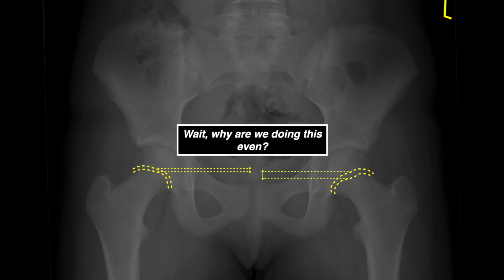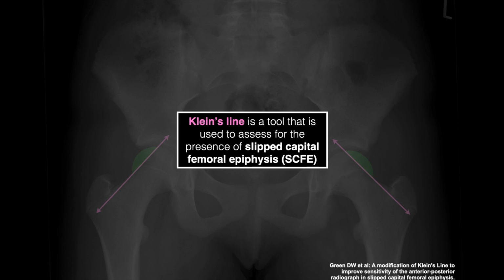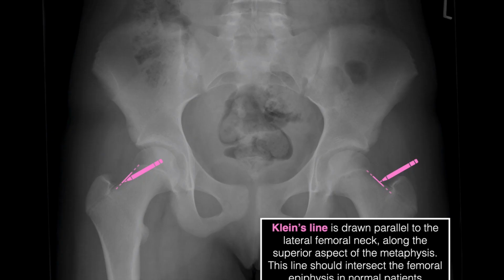But wait, why are we even comparing the size of the physes left to right? The reason we care about the size of the physes is because of a condition you may have heard of known as slipped capital femoral epiphysis. Klein's line is a radiographic tool that is used to assess for the presence of slipped capital femoral epiphysis, or SCFE for short. Klein's line is drawn parallel to the lateral femoral neck along the superior aspect of the metaphysis. This line should intersect the femoral epiphysis in normal patients.